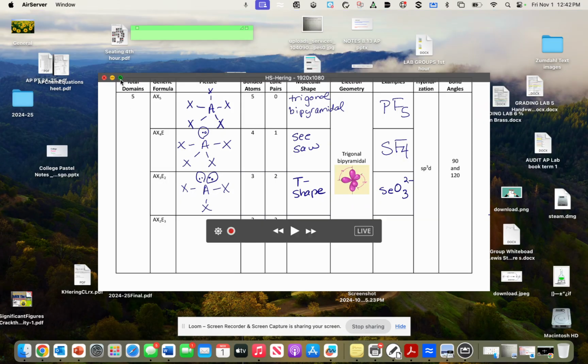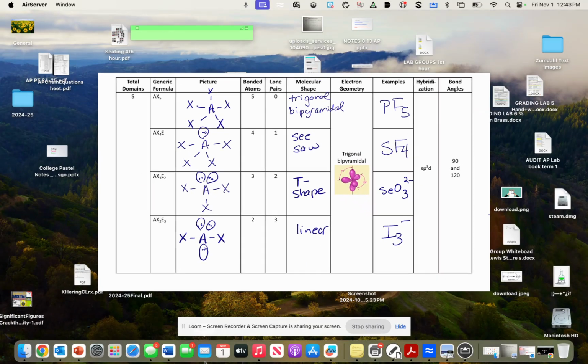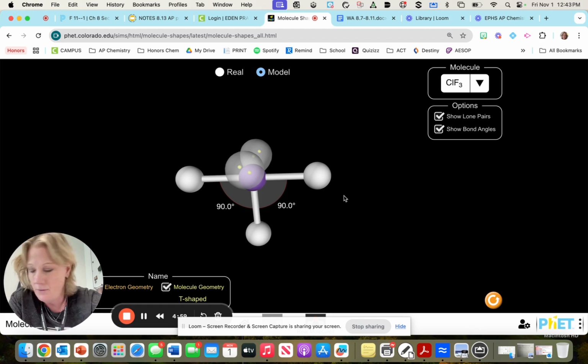Okay, now we're going to talk about another linear. So this is going to be A with a bond and another bond. And now we're going to have 3 lone pairs. And it is linear. I'll show you how that happens. An example of this would be the triiodide ion. Let me show you. This is on the PhET.